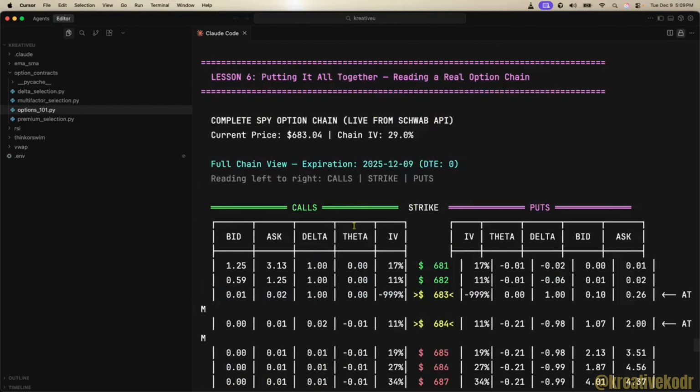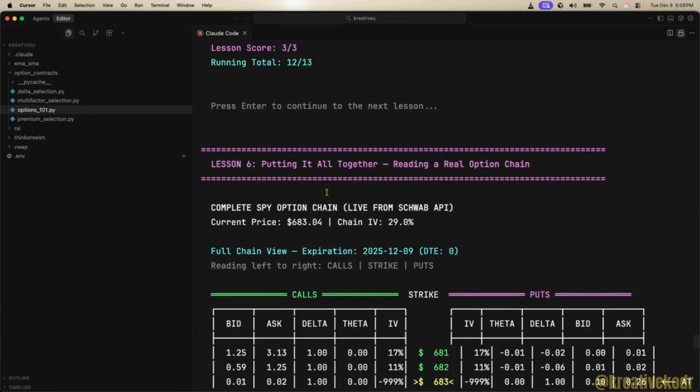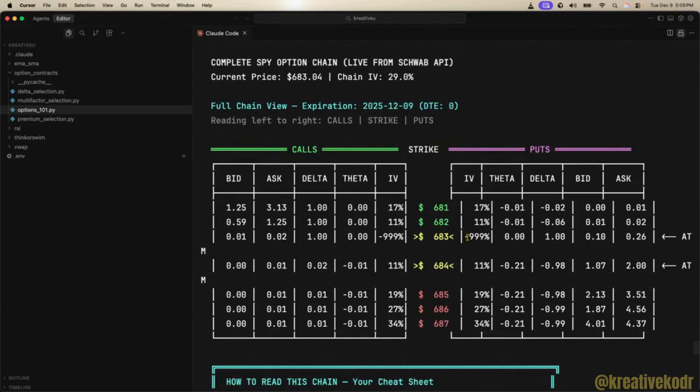All right, so putting it all together. Here's a complete SPY chain from Thinkorswim. This is how an option chain is going to look. We're going to have our calls to the left and our puts to the right. Sometimes puts are to the right and calls are to the left, but nonetheless, this is how it's going to look. You're going to have your current price in the middle. This is the ATM, the at the money.